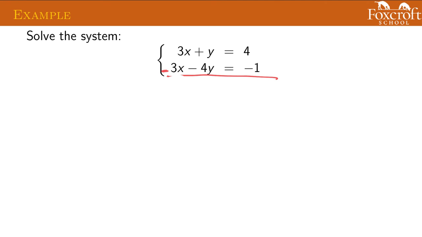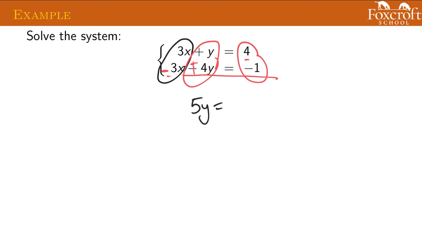When you're subtracting, really make sure you're careful with negatives. So 3x minus 3x is going to be 0x, they're going to go away. Y minus -4y, these negatives are going to cancel out and make it the same as a positive, so it's actually going to be 5y. And 4 minus -1, again, the negatives cancel and give me 5. And I divide to get that y has to be 1. That's the only real difference. If you're subtracting instead of adding, really make sure you're careful with the negatives.